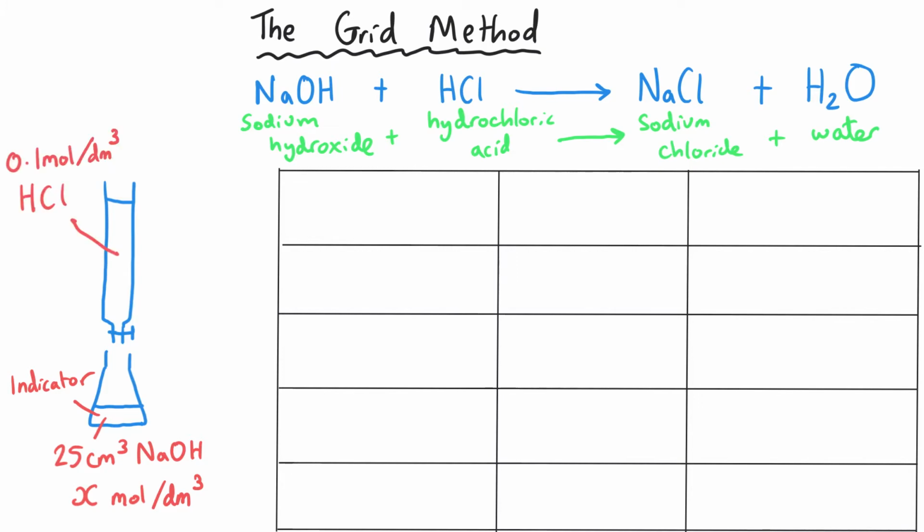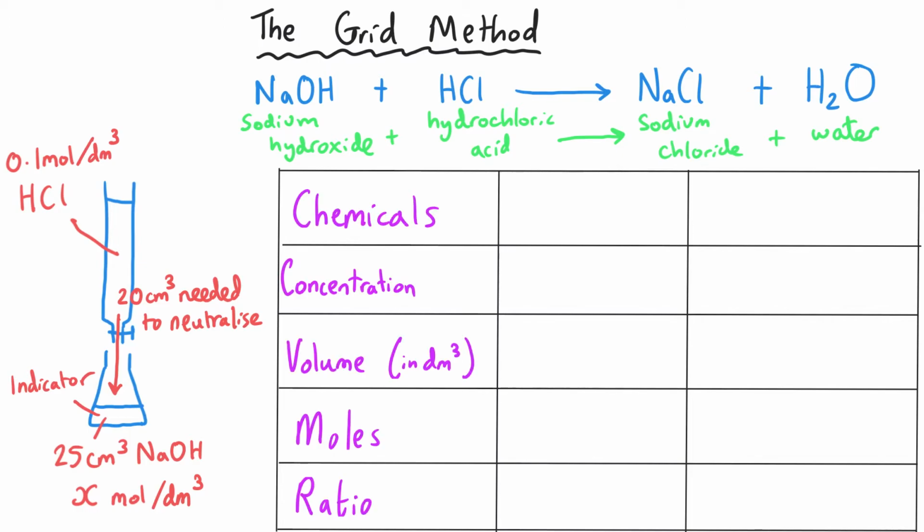Then we put hydrochloric acid in the burette, the acid's concentration is 0.1, and we add the hydrochloric acid from the burette until we get neutral being displayed by our indicator. We've been presented with an equation for the reaction. You can see that sodium hydroxide reacts with hydrochloric acid in a 1-to-1 ratio, and we know that because there are no numbers in the equation. Everything is 1-to-1.